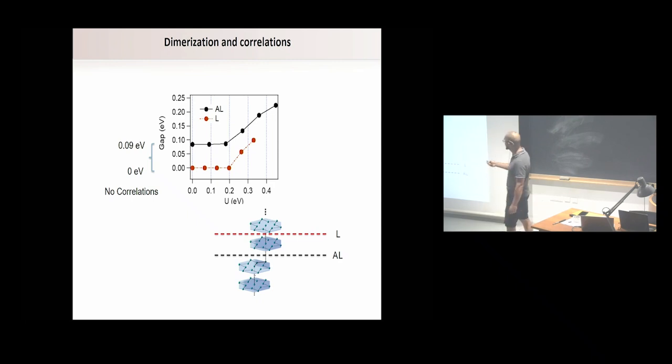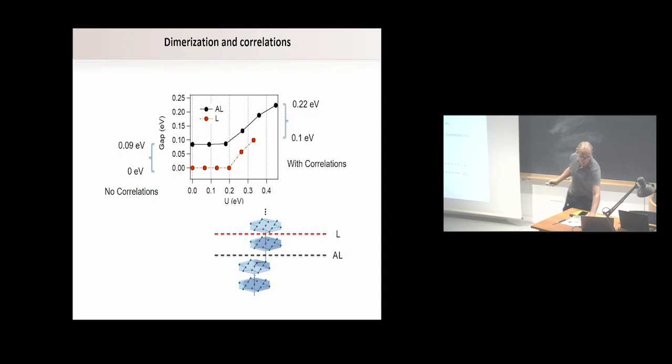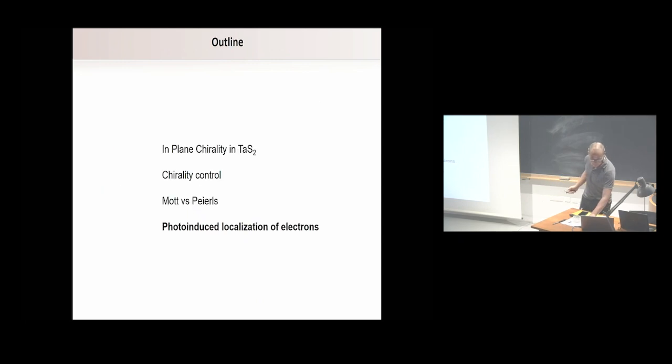If you have got a mixture of these two terminations and you include the correlations, these are the correlations basically that they calculate self-consistently with constrained RPA. We should have a gap that is somewhere here, which is what we see. So our data suggests that correlations are there and should be taken into account.